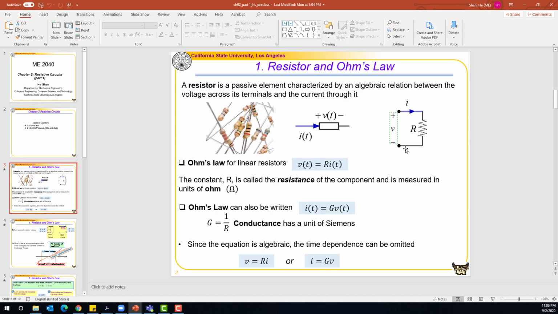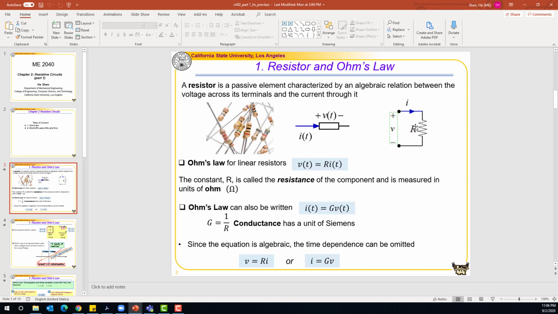A resistor is a passive element. It can be characterized by an algebraic relationship between the voltage across its terminals and the current flow through it. For a linear resistor, Ohm's law says the voltage v(t) is equal to R times i(t). So v(t) is linearly proportional to the current with the coefficient R. This constant R is called the resistance of the component.